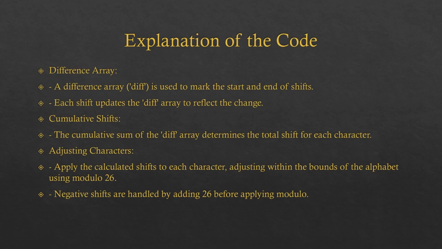To summarize the code, the difference array allows us to efficiently record the shifts. The cumulative shifts help us track the total shift for each character. Lastly, applying the shifts to the string is straightforward once we have the cumulative shifts, and modulo 26 ensures we handle the alphabet's circular nature.